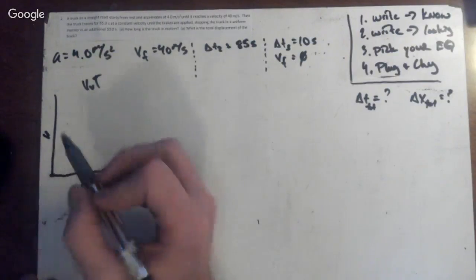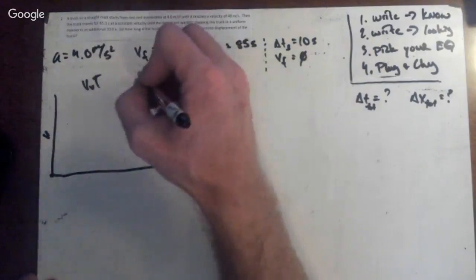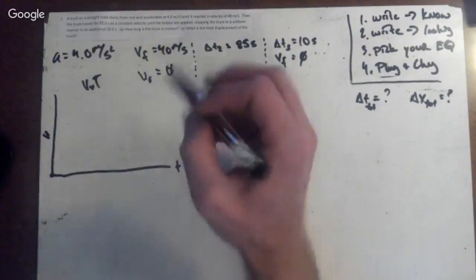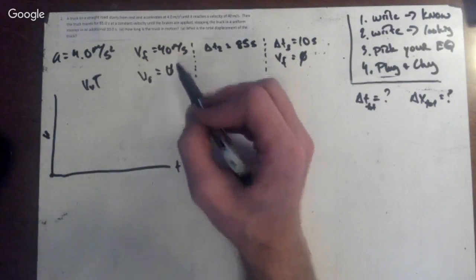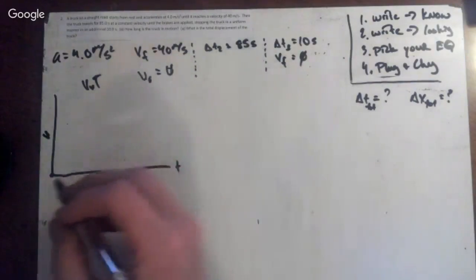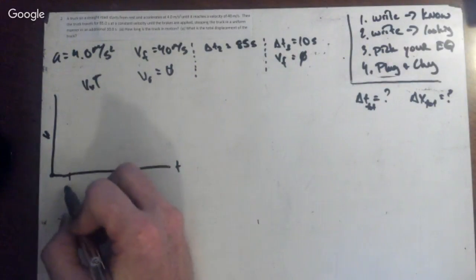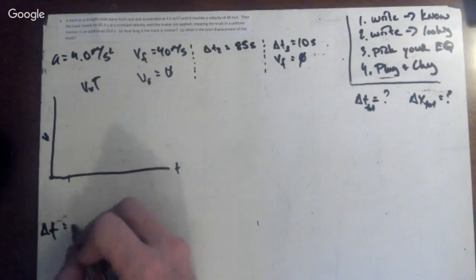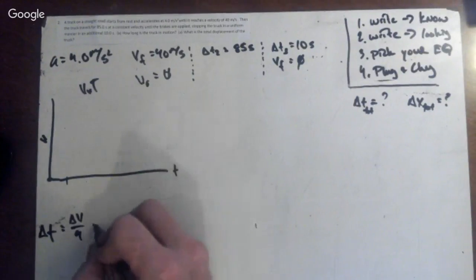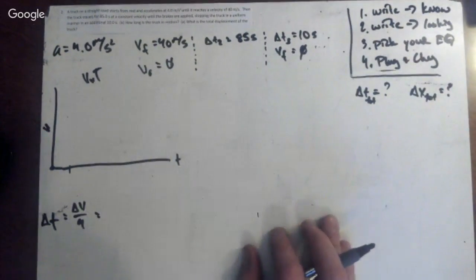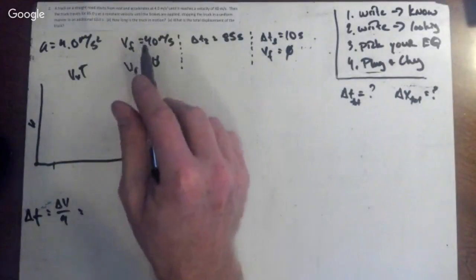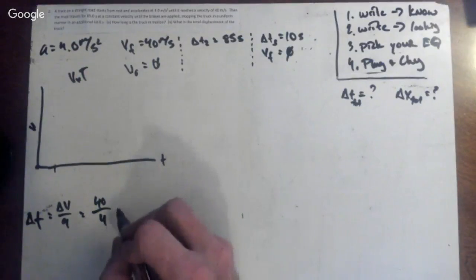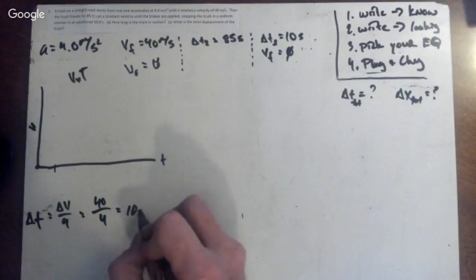So it starts from rest, so our initial velocity over here is 0. It starts from rest and shoots up to a velocity of 40 meters per second with an acceleration of 4.0 meters per second squared. Now I want to see what time goes in there before I draw my picture. So let's use our time equation. Time is equal to delta v over a. Our change in velocity is from 0 to 40, so 40 divided by 4 meters per second squared, our acceleration. So our time is 10 seconds.